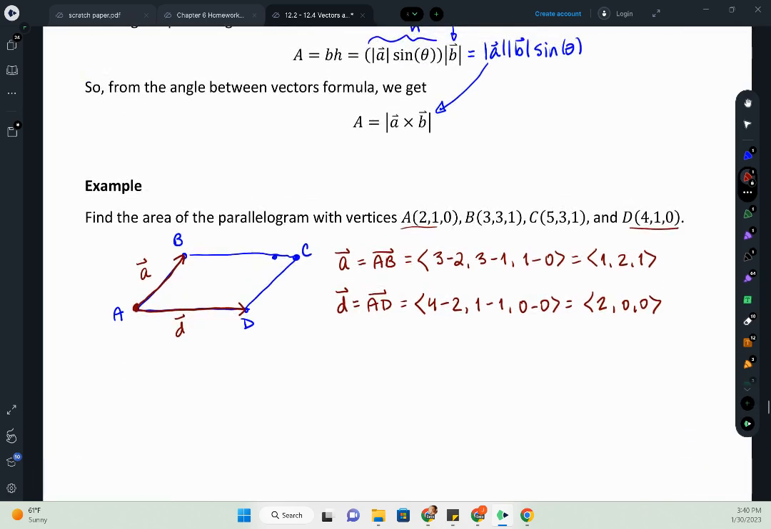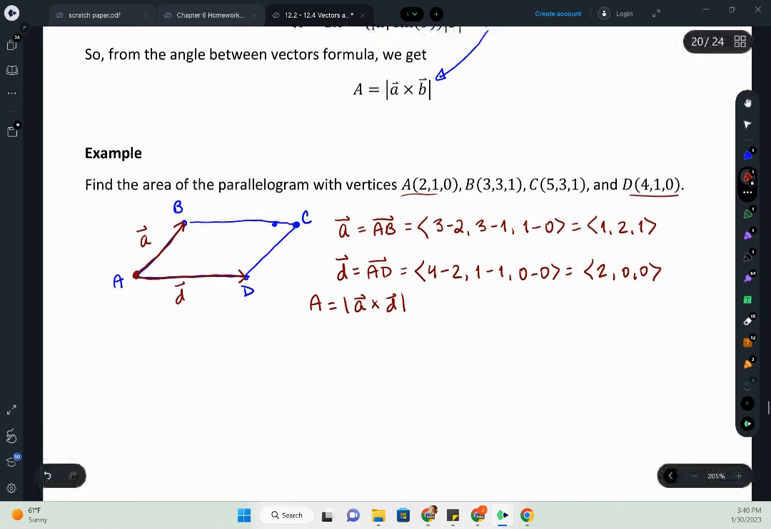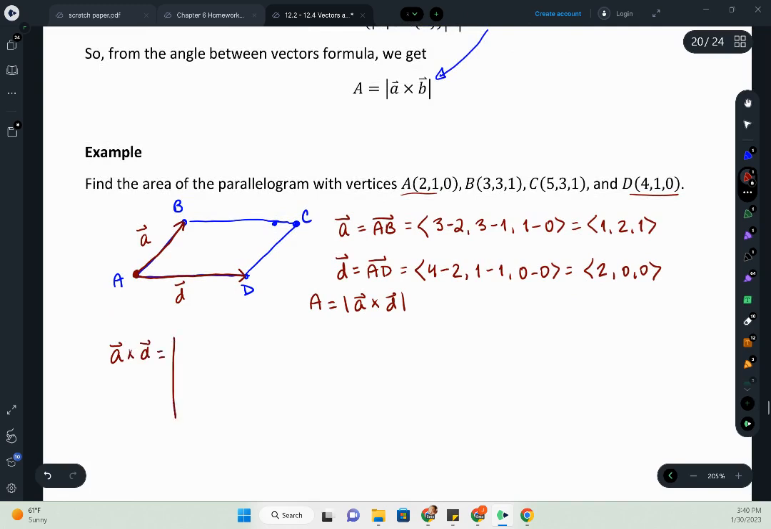So then, to recall, the area is going to be the magnitude of A cross D, since I named my vectors a little bit differently. So I need to find the cross product of A and D. So I line them up. A cross D is equal to, and I'm going to set up my determinant, i, j, k. I have A, which is <1, 2, 1>, and I have D, which is <2, 0, 0>.